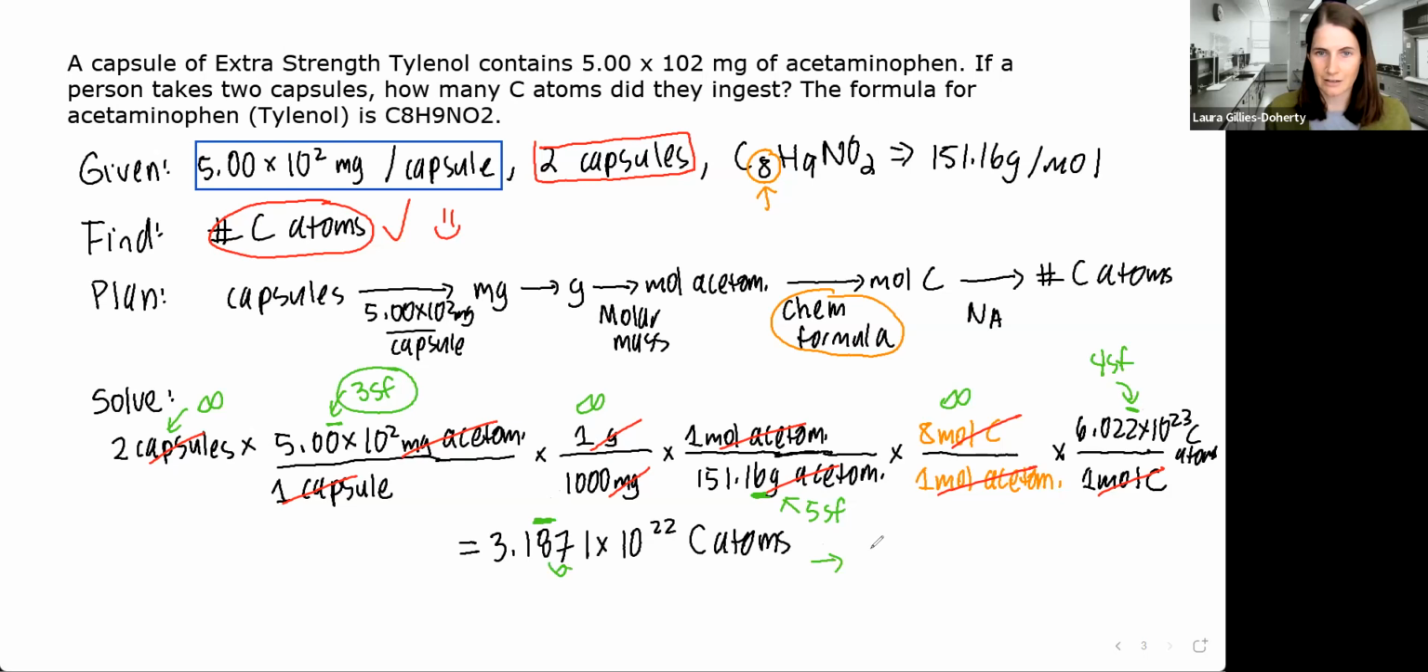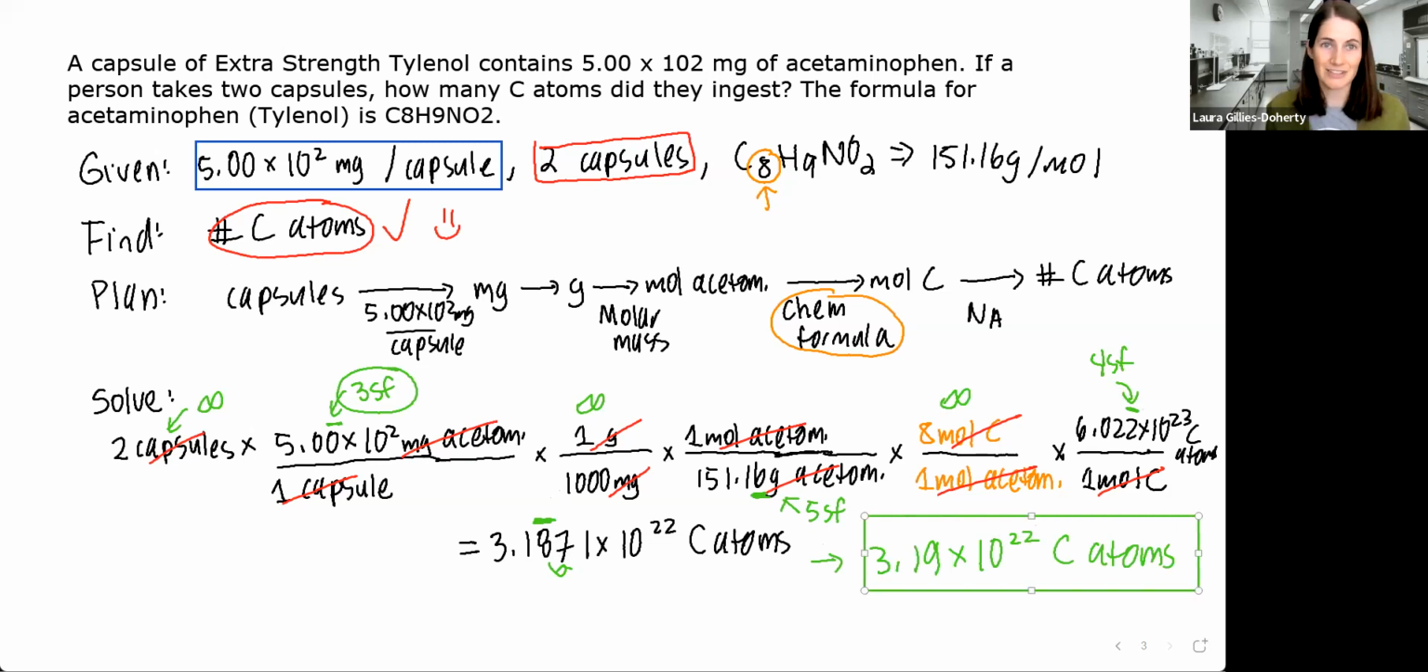So I end up getting 3.19 times 10 to the 22 carbon atoms. You can kind of imagine this if you ever take extra strength Tylenol. If you take 2 capsules, which is a typical dose, you're actually ingesting 3.19 times 10 to the 22nd carbon atoms in that acetaminophen when you take it, which the commercial name for that is Tylenol.